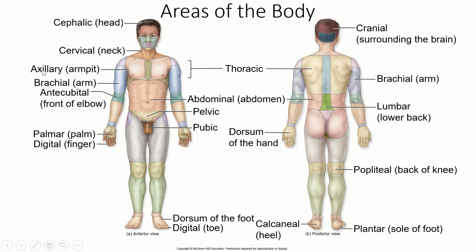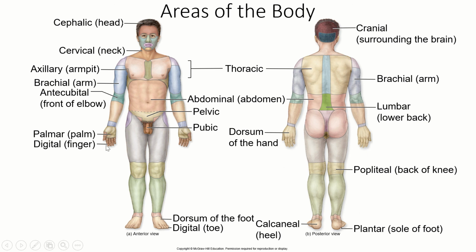Notice it is A-X-I-L-L-A-R-Y. Axial, A-X-I-A-L, refers to a central axis. Okay? Totally different. Axillary is the armpit. Brachial refers to the arm, especially the upper arm. Antecubital refers to this front part of the elbow. We sometimes call it the cubital area or the cubital fossa.